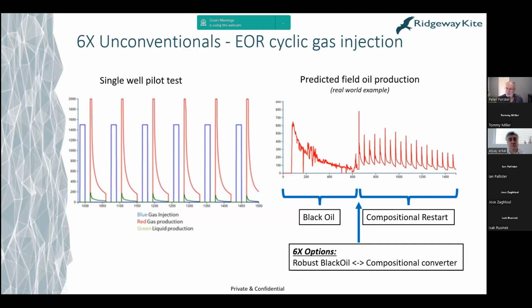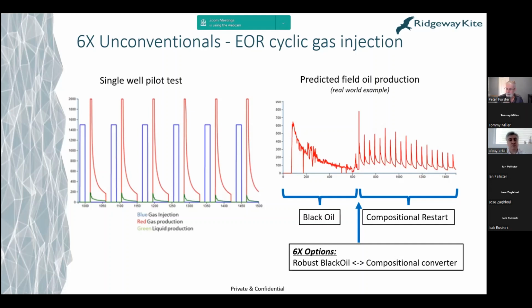So if we look at that on an actual real world example, over here to the left, we've got the initial fracturing of the wells and the depletion of them. And then we've got our EOR processes kicking in. So we've got boosts in the amount of production on a cyclic basis.